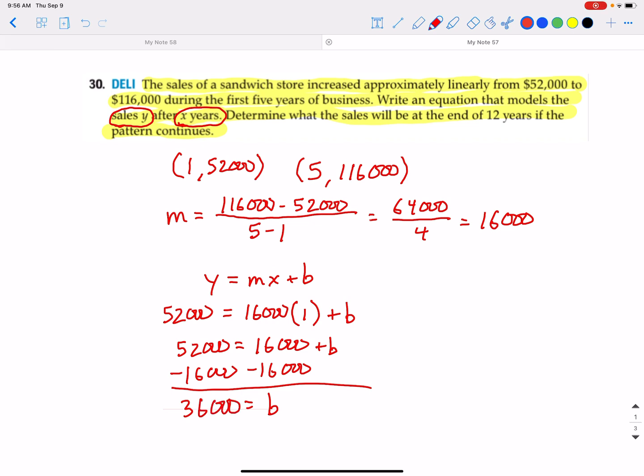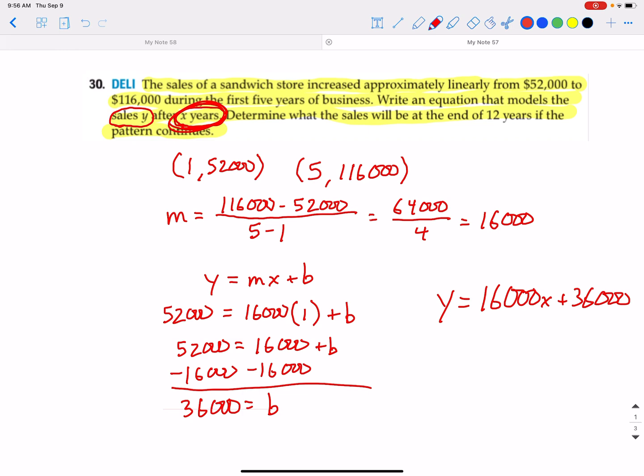So if b equals 36,000 and we know the slope was 16,000, we can now write our answer, which will be y equals the slope that we originally found, that's 16,000x, plus the y-intercept we just found, which is 36,000. But that's only one part of the question. The second part of the question says determine what the sales will be at the end of 12 years if the pattern continues. Well, remember x represents years.